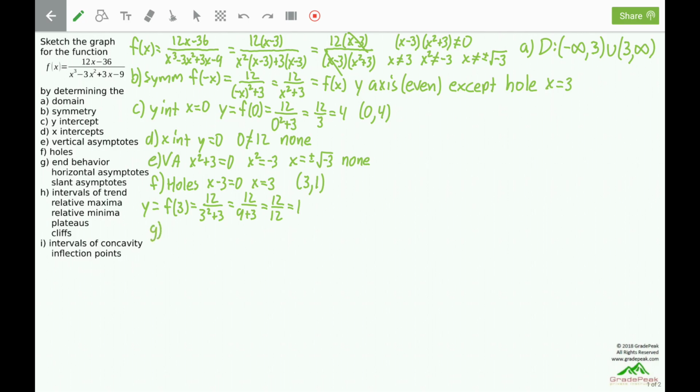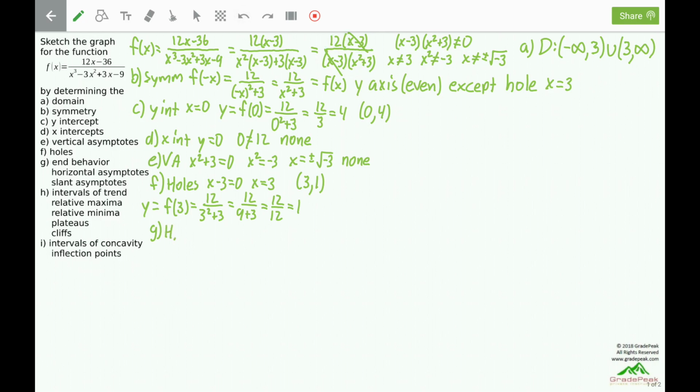For part G, we want to determine the end behavior, horizontal asymptotes or slant asymptotes. F of x, in its canceled version, is a constant in the numerator, which is a power 0, divided by a polynomial whose highest power term is power 2. Since the power in the denominator is greater than or equal to the numerator, there will be a horizontal asymptote. Since the power in the denominator is strictly greater than the numerator, the horizontal asymptote will be y equals 0.